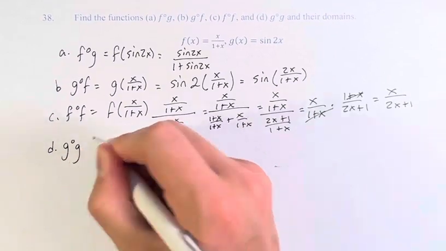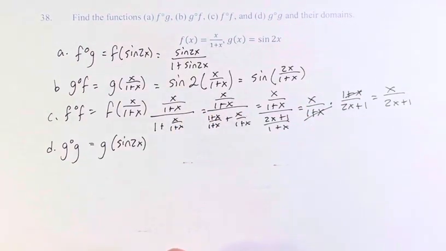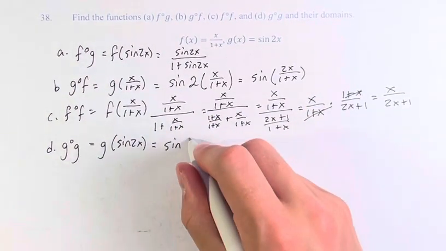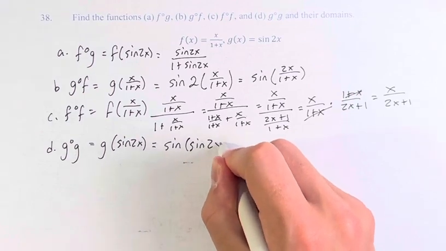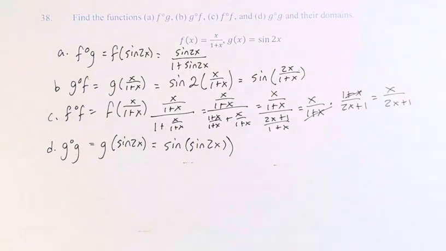And then g of g equals g of itself, sine of 2x. Therefore, this is the sine of 2x. Therefore, we have a, b, c, and d.